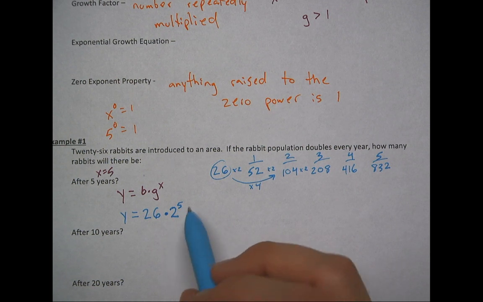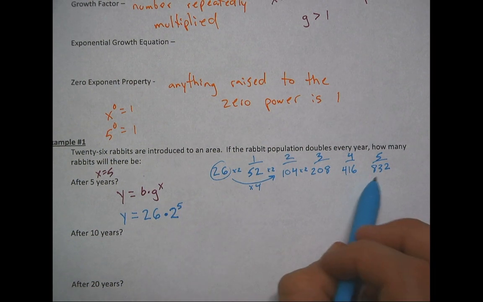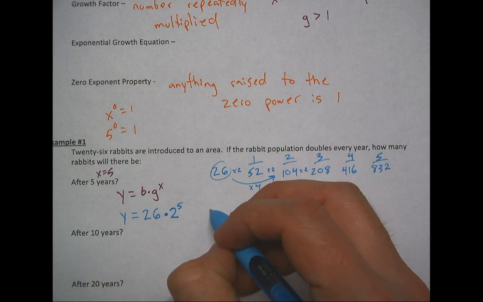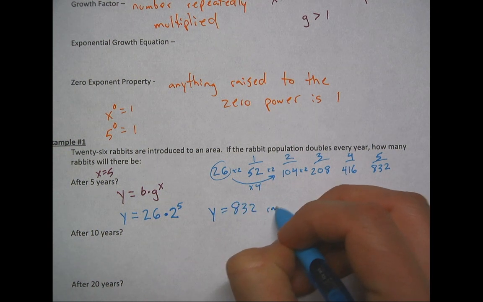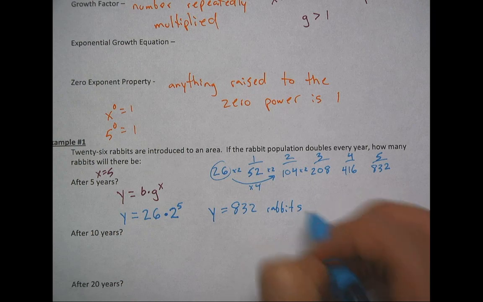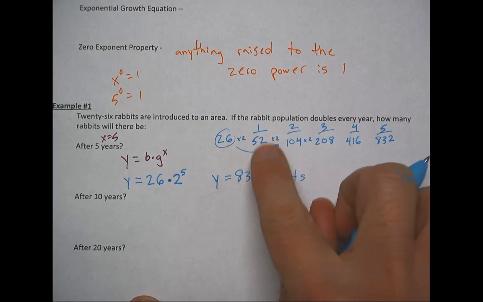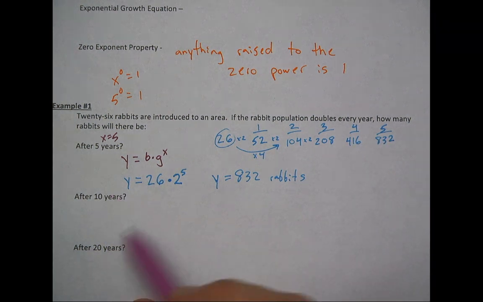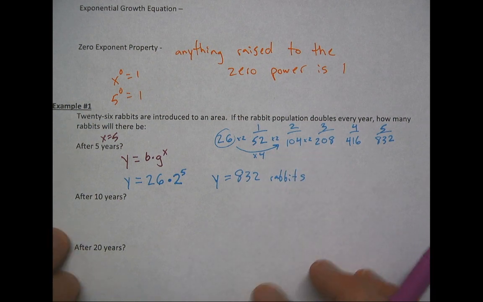Now you don't have to actually write this out, but 2 raised to the 5th is 32, and 32 times 26 is going to get you that 832. So your final answer here is 832 rabbits. Now for one that's small, like 5 years, you could just keep doubling it and get to the answer. But obviously, the more years we add on, the less efficient this model is, and the better that formula works.